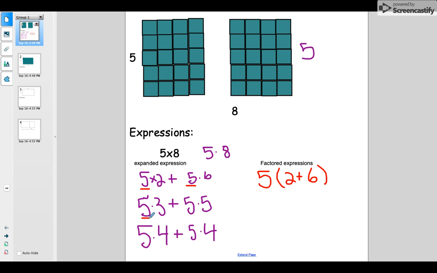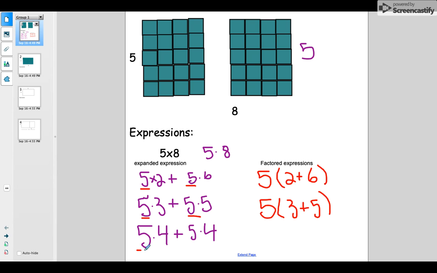I have a common factor of 5, so I can factor that out and put that on the outside. And then inside the parentheses, I'll use my 3 plus my 5. Once again, if I used my order of operations, I would say 3 plus 5 is 8 times 5 is 40. So I still get back to the same number of tiles I started with.